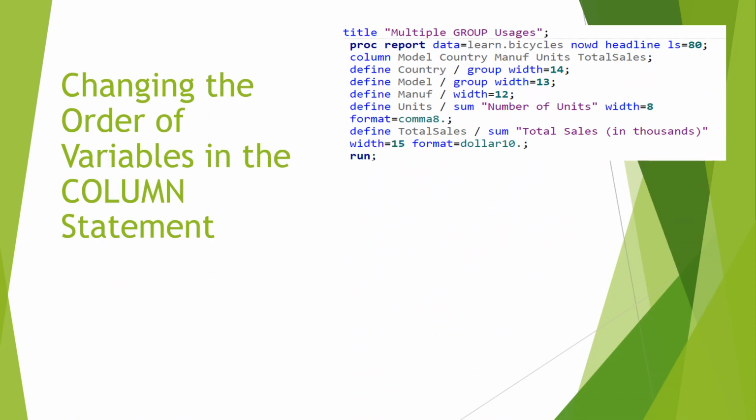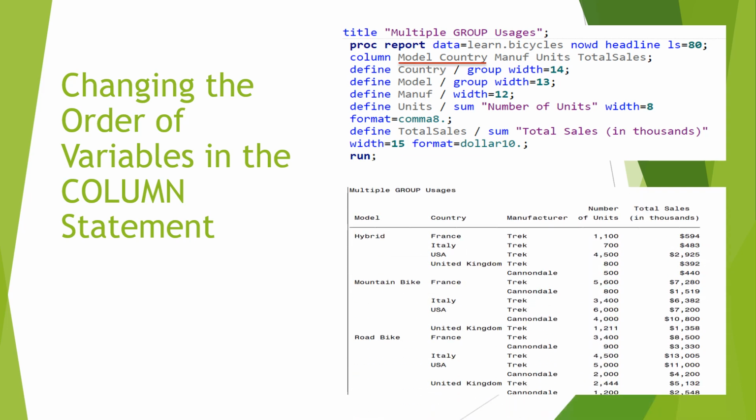Here is the same report except that the order of the two variables, country and model, is reversed in the column statement and the manufacturer is added. Notice that model now comes first in the report and country is nested within model.